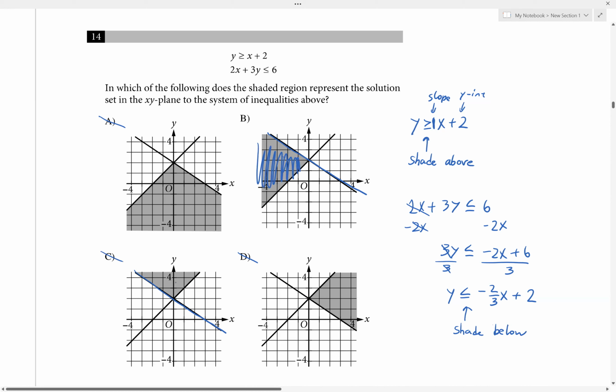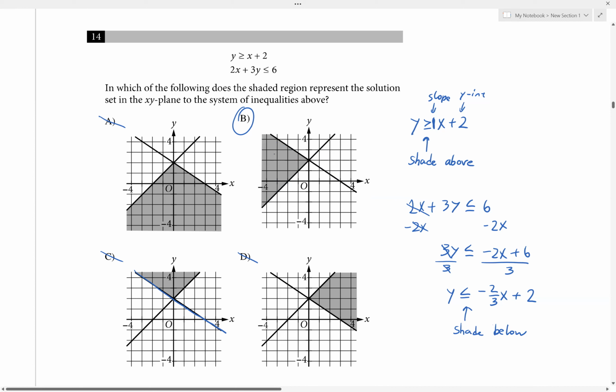Now C is above this line, so that will give us letter B. It's below this line, and for the first inequality, the shaded region is above. So the shaded region matches both. That's where the two shaded regions overlap. So B will be our final answer.